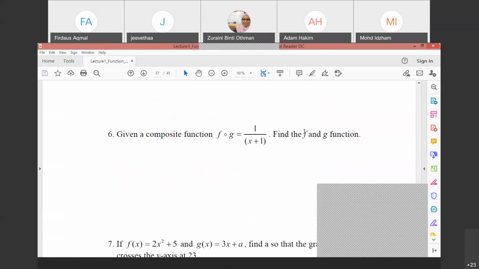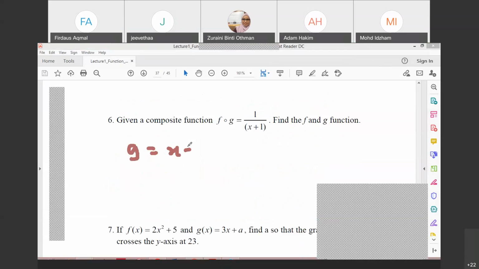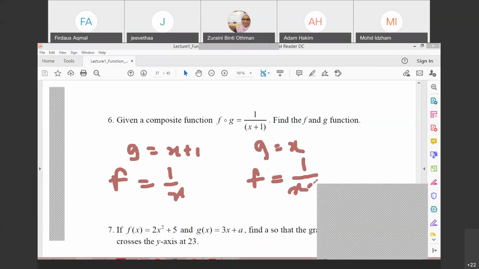Okay, untuk G. Yang ni pun sama juga. Find F and G function. One of the answer is if our G is equal to X plus 1, then our F will be 1 over X. Ataupun our G is equal to X, then our F is equal to 1 over X plus 1. This also correct. Either one.